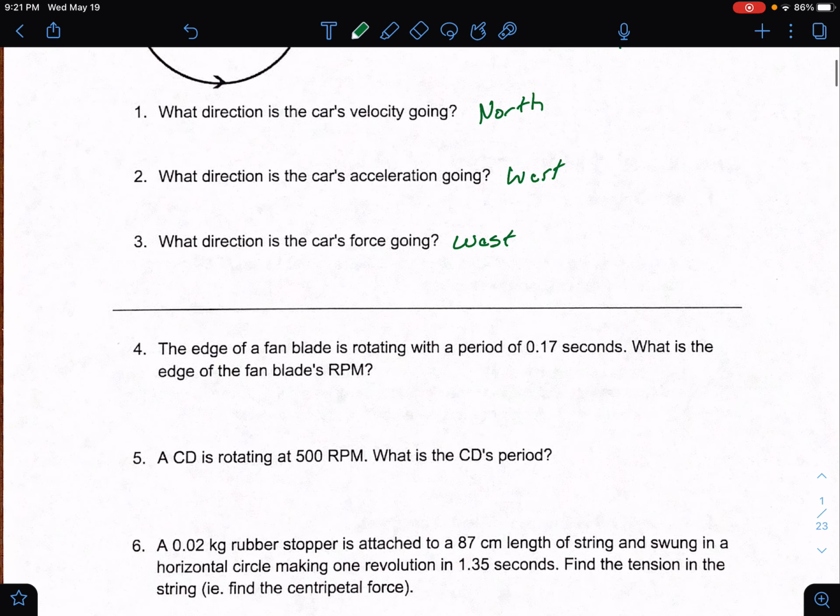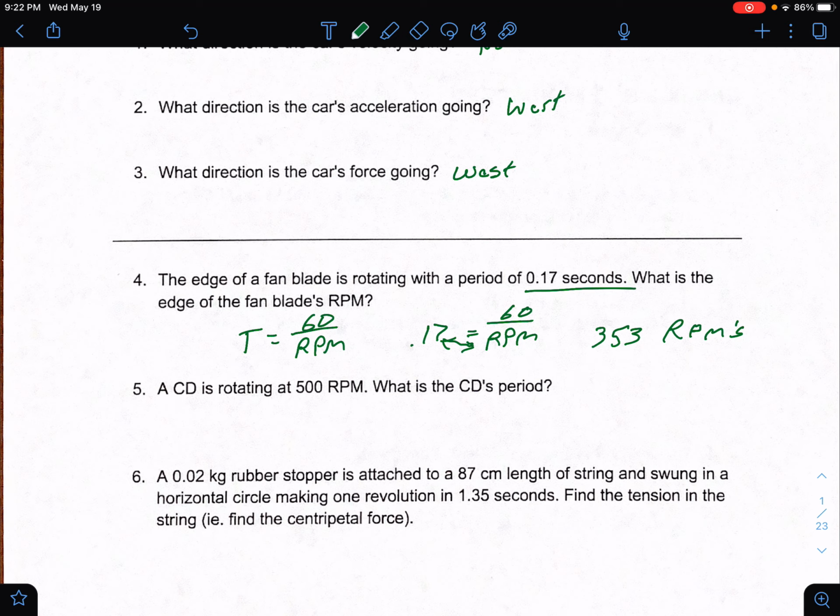Number 4, the edge of a fan blade is rotating with a period of 0.17 seconds. What is the edge of the fan blade's RPM? The equation that deals with RPM is T equals 60 over RPM. I already know my T is 0.17, so 0.17 equals 60 over RPM. The number 1 algebra mistake I see is that everyone wants to multiply by 60. Just switch these two, so put 0.17 on the bottom. You're going to take 60 divided by 0.17, and that gives me an answer of 353 RPM.